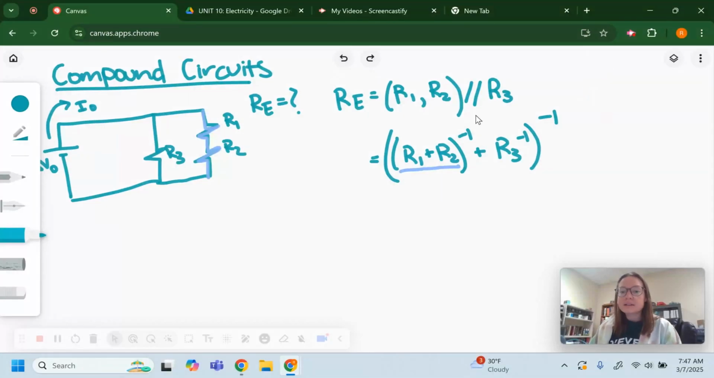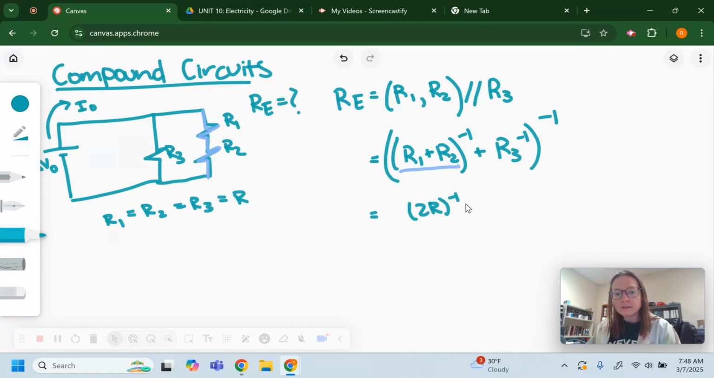And now that I have this statement, I can go ahead and plug in numbers. In this case, let's say that all of these resistors are equal, that R1 equals R2 equals R3, and we'll say that they're all equal to R. Then we can do a little bit of simplification. This would mean that I have (2R)^-1 plus R^-1, and all of that to the -1, which I can flip upside down to get rid of these negative signs. I can call this (1 over 2R plus 1 over R), all of that to the -1.